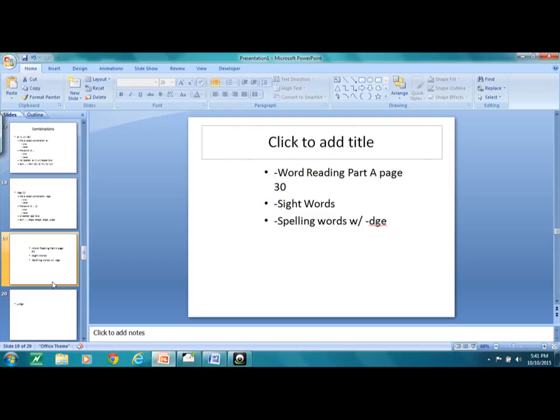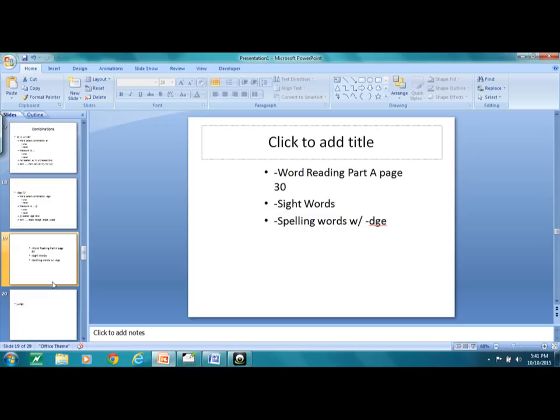Now, we need to find page 30 in your book. We're going to the red circle with the white X. That's part A. Just in case, that's a 3 and a 0. Okay? Let's look at the first word. Remember, DGE says J. So the sounds are L, E, J. Say them again. L, E, J. Say the word ledge.